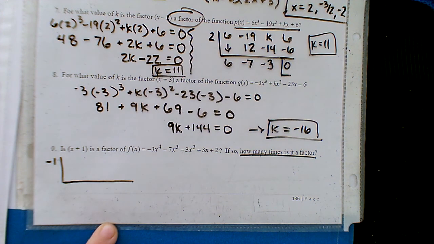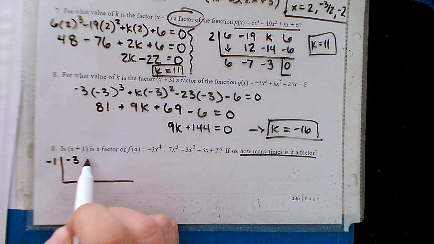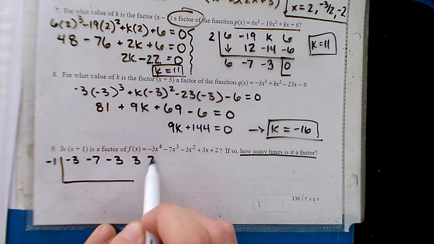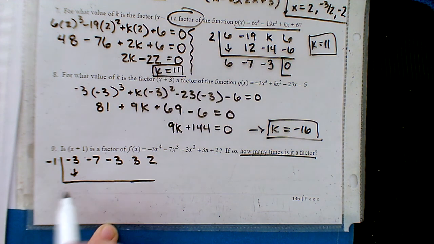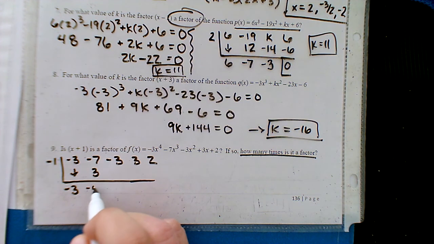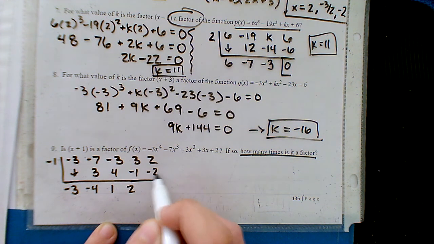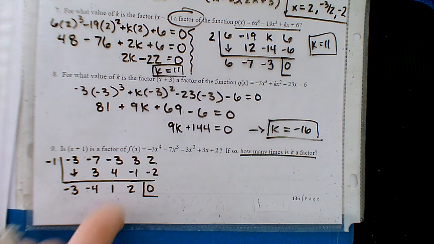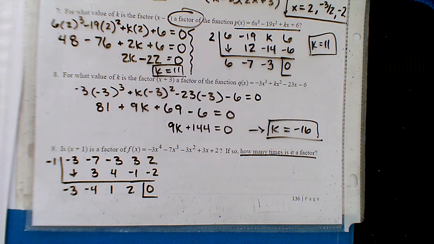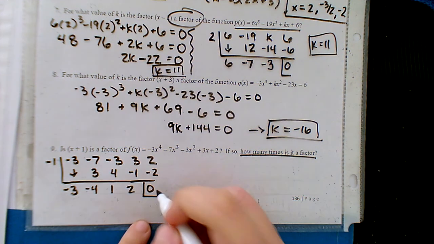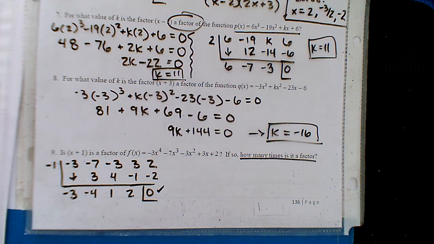Okay, so doing division, is it a factor? Does it go in evenly? All the powers are in order, nothing's missing, so our coefficients are good to go. Drop the first number and then divide. Then we do it again. Do it again. Is it a factor? Yes. Okay, so we know it's a factor at least once.